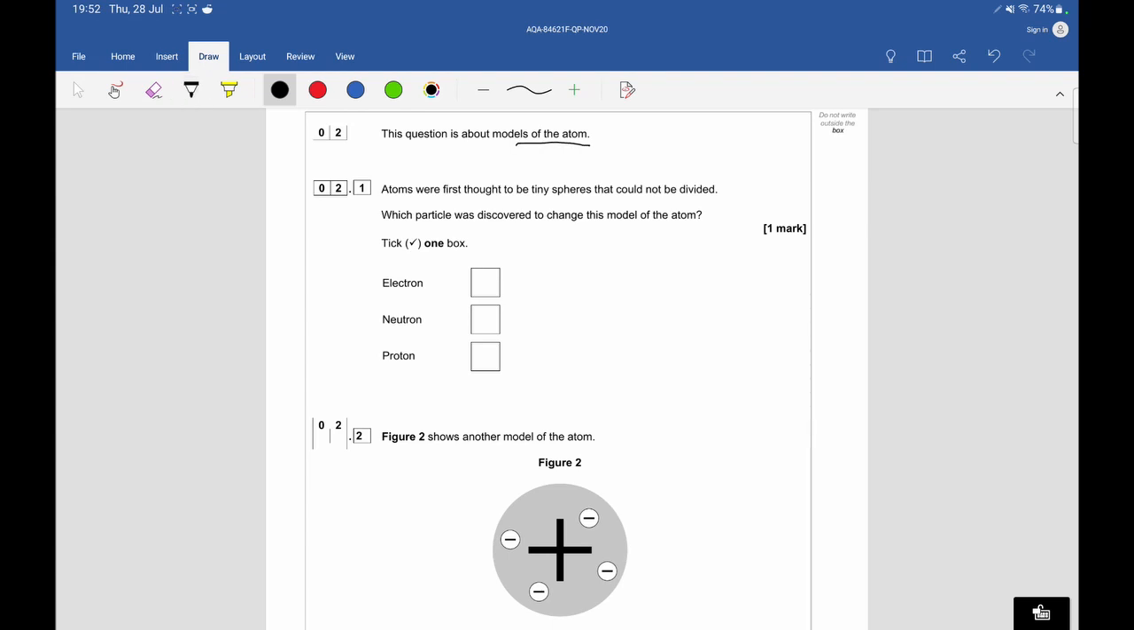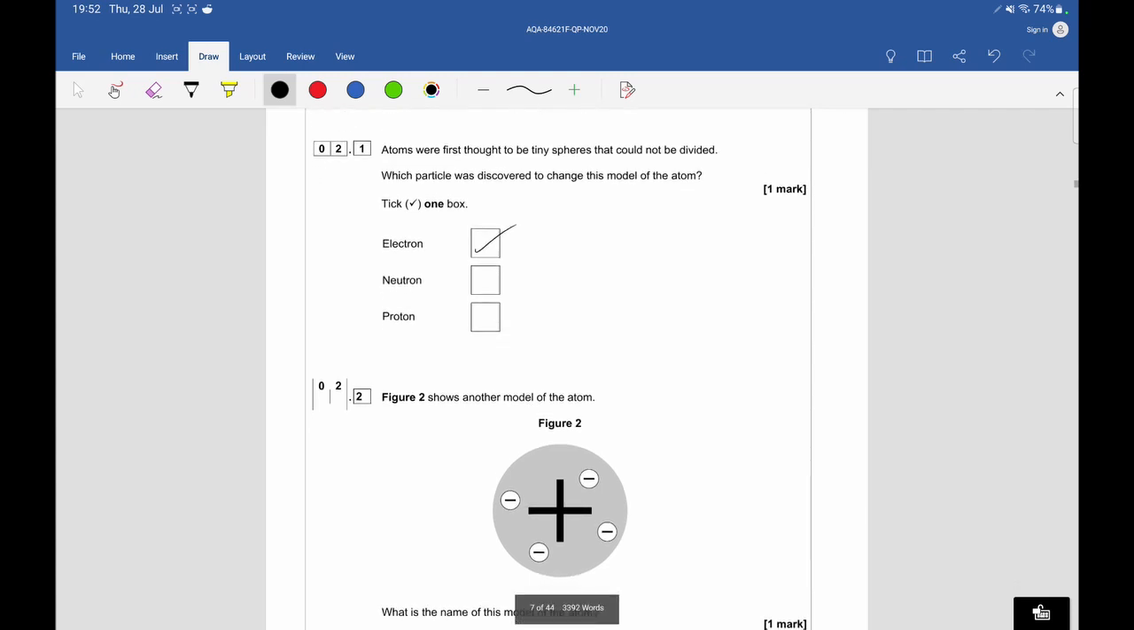The atoms were first thought to be tiny spheres that could not be divided. Which particle was discovered to change this model of the atom? Well, we know that the electron was the first of these to be discovered, because when we look at the plum pudding model, it's the only one that you should remember there being in that model, and that's the first model we know about.